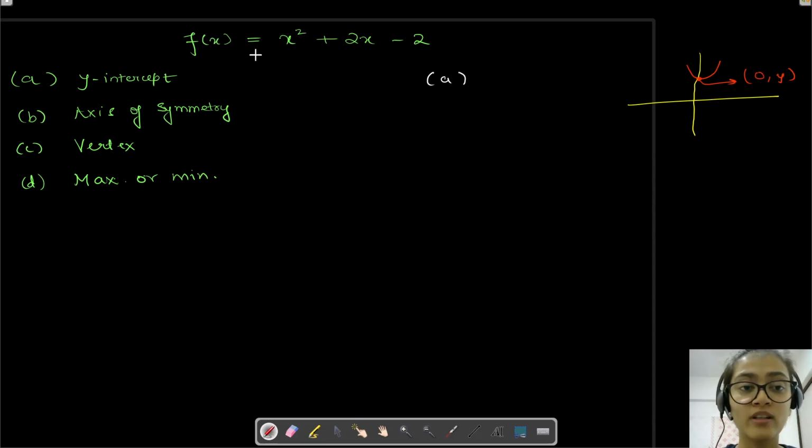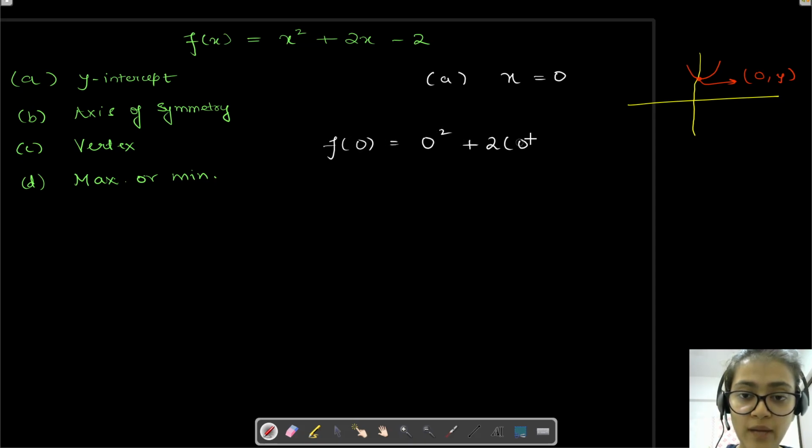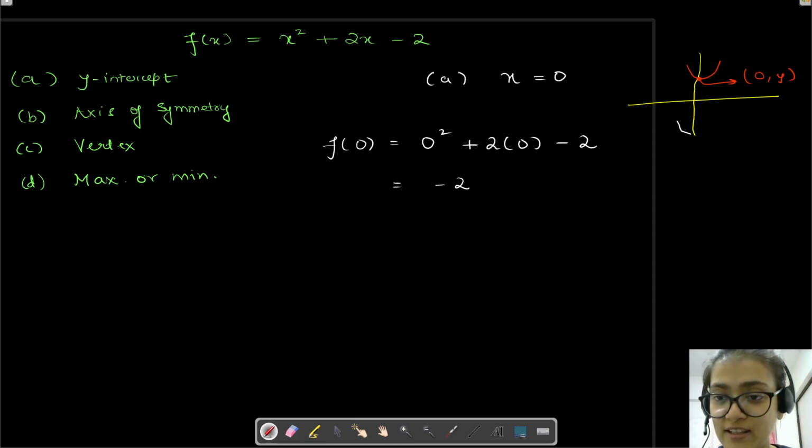So in order to find the y-intercept of this parabola, we will put x equal to 0 in this function, because at this point the x coordinate is 0. So f(0) is going to be 0 squared plus 2 times 0 minus 2. So this is 0 plus 0 minus 2. So the y-intercept is negative 2. So actually this parabola is 2 units below the origin. This point is going to be (0, -2).